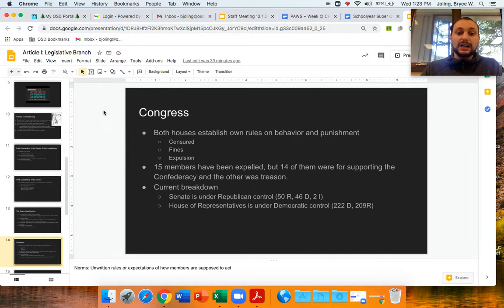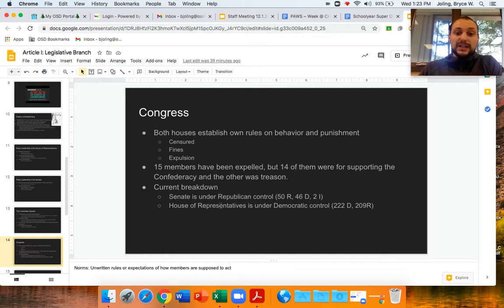Currently, the breakdown in Congress is that the Senate has Republican control with 50 seats. The Democrats have 46 seats in the Senate, and there are 2 independents. Like I said, these 2 independents are Bernie Sanders from Vermont and Angus King, and they vote Democrat overwhelmingly. So it's really 48-50. And like I said before, it's those 2 runoff Senate seats in Georgia that are going to determine who has the majority.